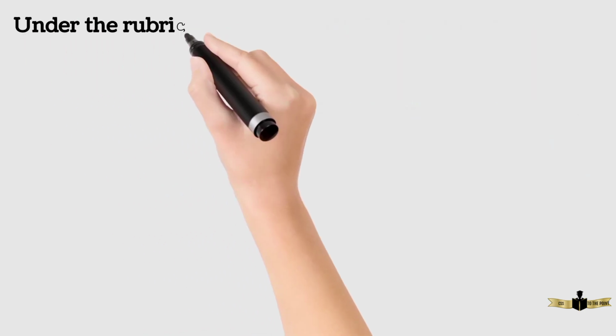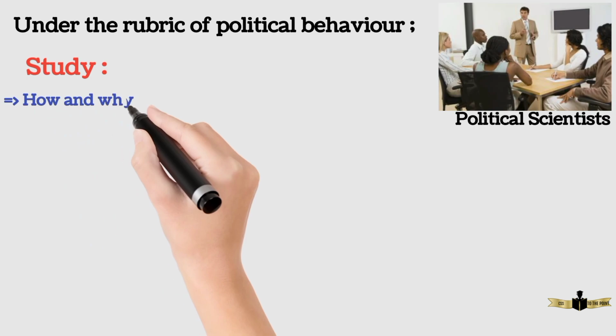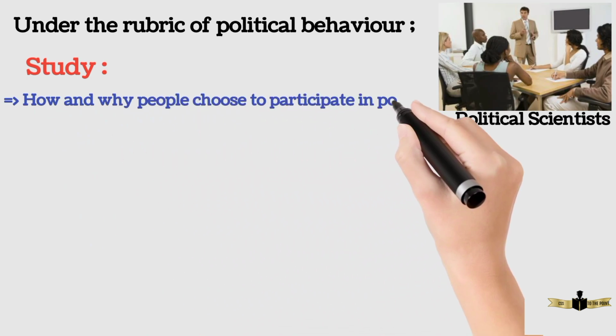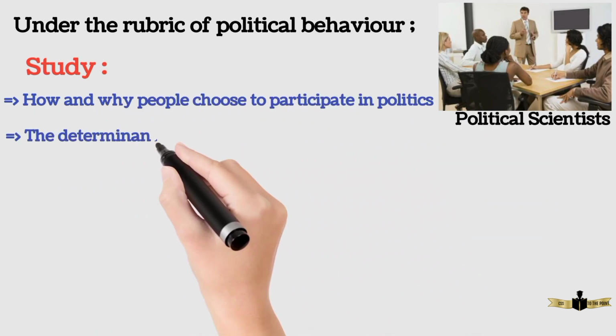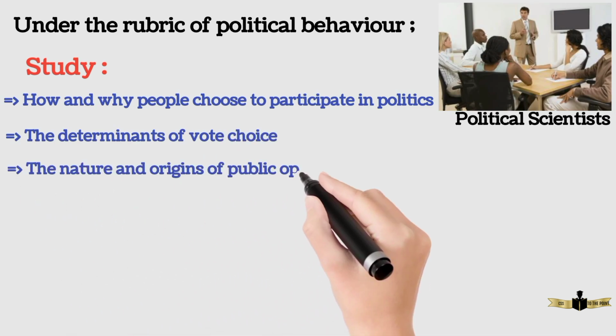Under the rubric of political behavior, political scientists study how and why people choose to participate in politics, the determinants of vote choice, and the nature and origins of public opinion.